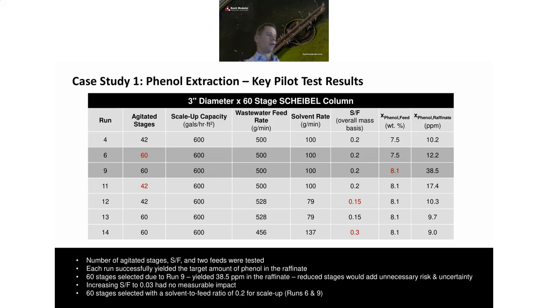Whenever we run a pilot test, we run a series of runs to optimize the extraction step. And here we were just looking at that phenol extraction step, the single extraction column that's going to be in this process. So we looked to optimize the amount of agitated stages and the solvent to feed ratio, and we tested 2 different phenol feed streams. All the tests we ran at a fixed scale-up capacity of 600 gallons per hour per foot squared.